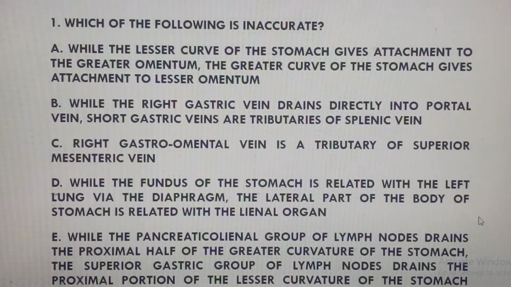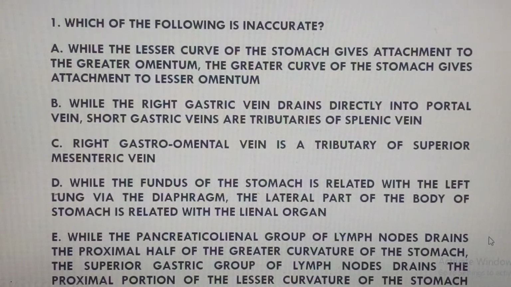Now, option E says, while the pancreatico-lienal, whenever I say pancreatico-lienal, the word lienal has to do with the spleen. Therefore, I can replace this and say pancreatico-splenic group of lymph nodes drains the proximal half of the greater curvature of the stomach. The superior gastric group of lymph nodes drains the proximal portion of the lesser curvature of the stomach. This is a very true statement. I'll show you that kind of drainage as far as the stomach is concerned.